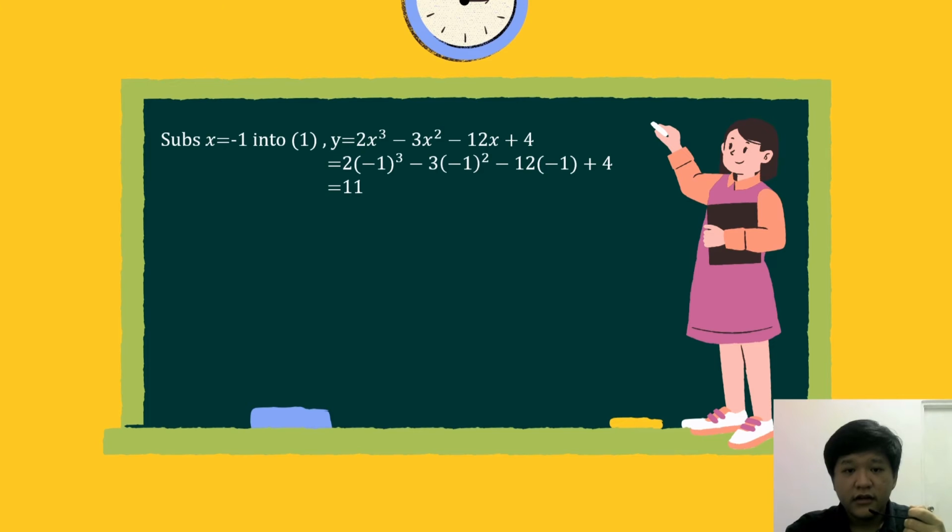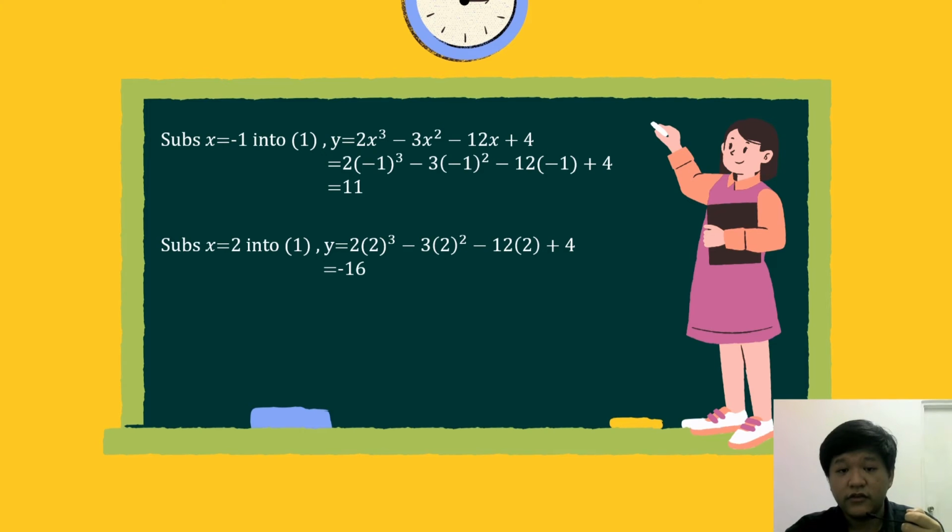So first of all, x equals negative 1, we substitute back into equation 1, which is y equals 2x cubed minus 3x squared minus 12x plus 4. So we substitute all the x with negative 1, and we will get 11. Next, substituting x equals 2 into equation number 1, we will get negative 16. So therefore the stationary points are (negative 1, 11) and (2, negative 16).